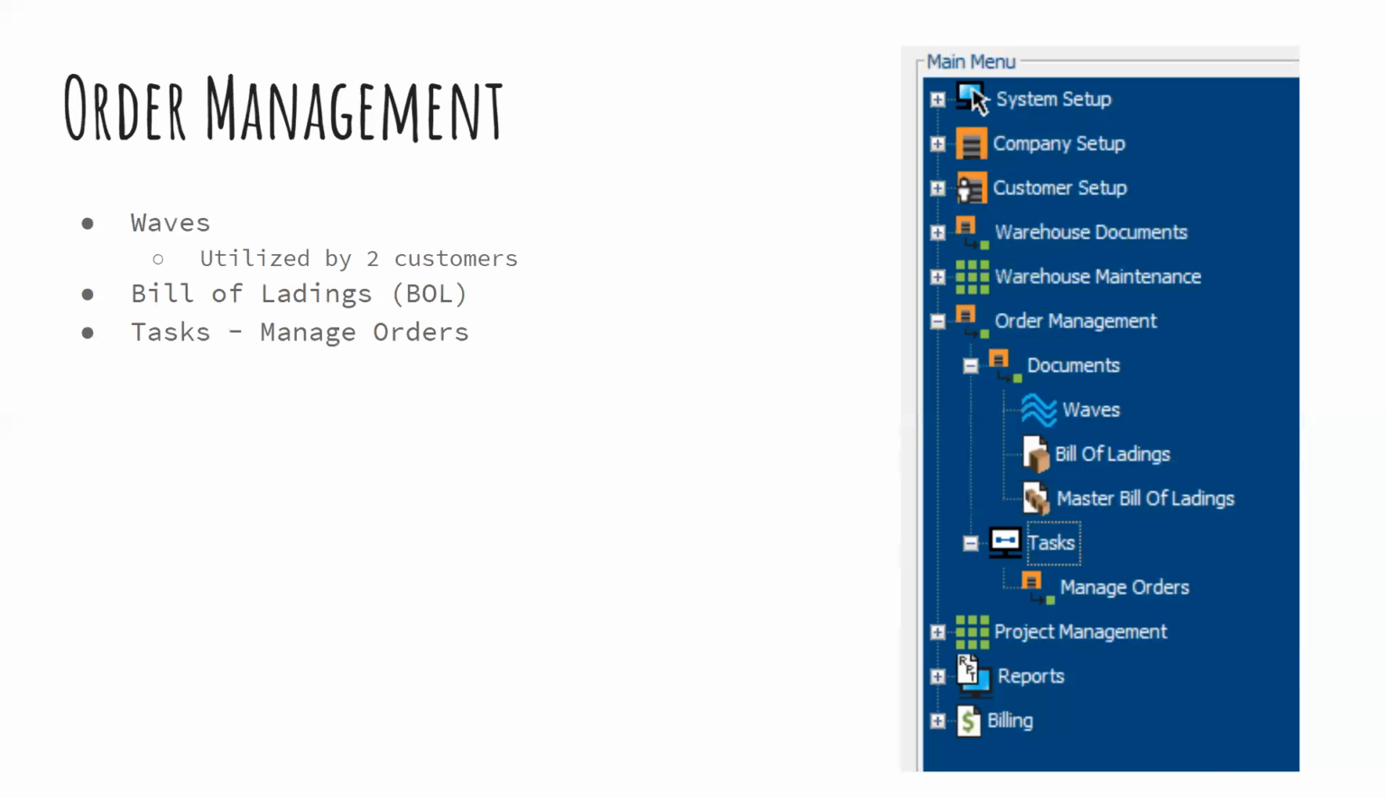Another function within order management is creating bill of ladings, also called BOLs. Generally our customers provide the bill of ladings, but if we're ever asked to provide one, this is where we would go to create it. Lastly, manage orders is used when wanting to view, edit, or close multiple orders at once.